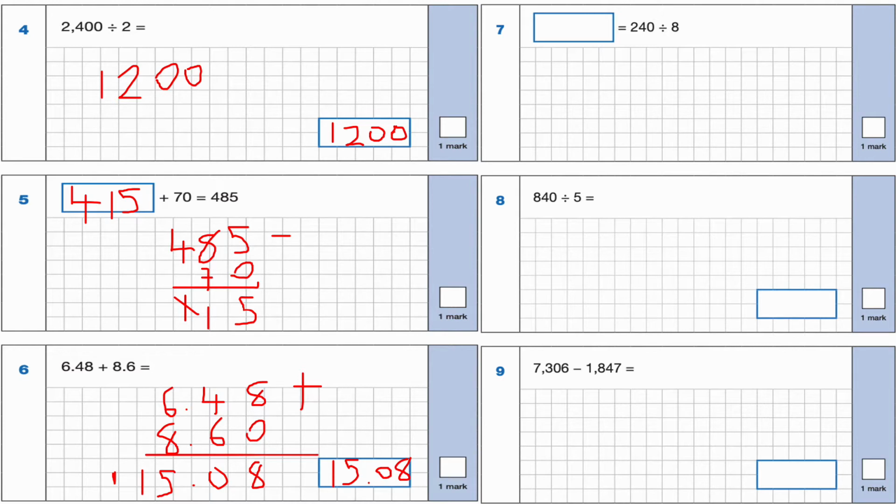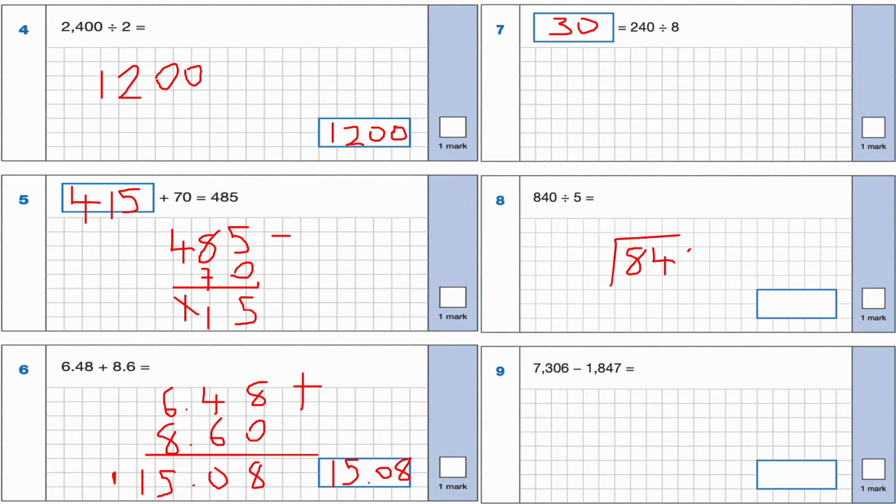This is question number 7. Something equals 240 divided by 8. Well, 24 divided by 8 is 3, and then add on the 0, and I get 30. Question number 8. 840 divided by 5. I'm going to use the bus stop method for this.